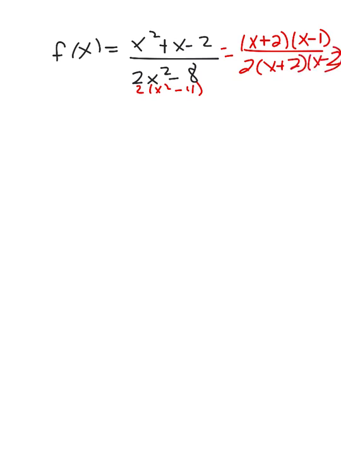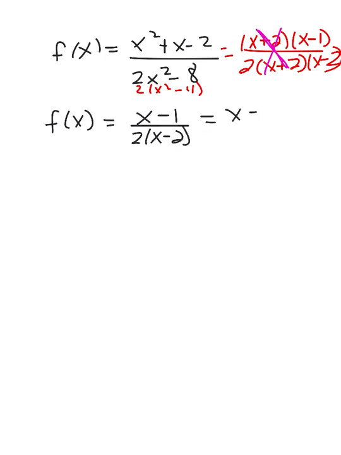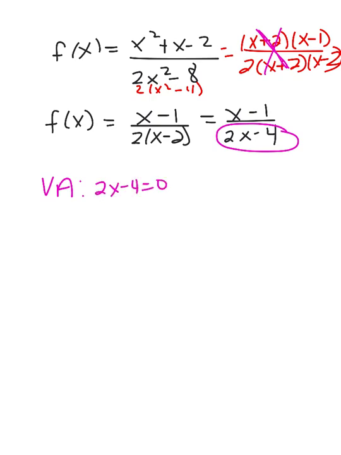All right, so then I see I have the same factor here. That's my hole. I'm just going to rewrite my function in its cleaned up form. That's f of x equals (x minus 1) over 2(x minus 2), or (x minus 1) over (2x minus 4). Same thing. All right, so let's talk about our vertical asymptote. Our vertical asymptote is when the denominator is equal to 0. So 2x minus 4 equals 0. Add 4, 2x equals 4. X equals 2 is my vertical asymptote. So now I have to get the hole.